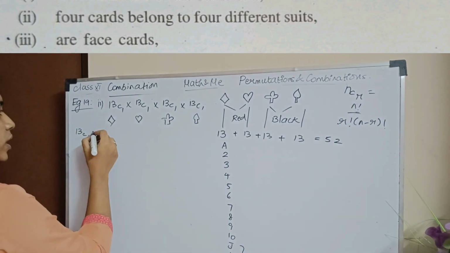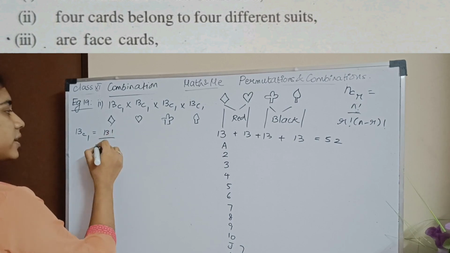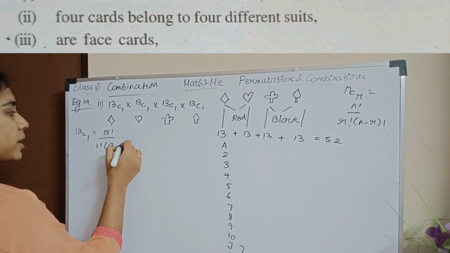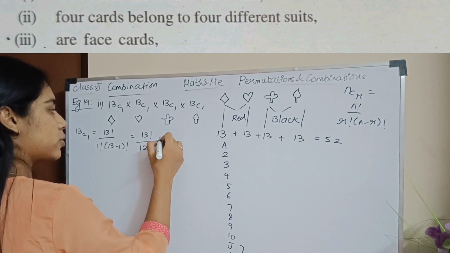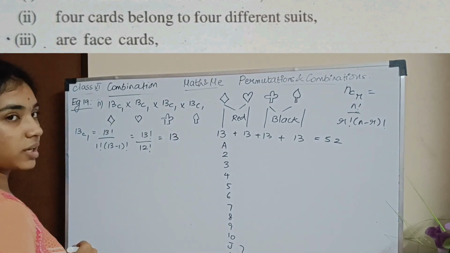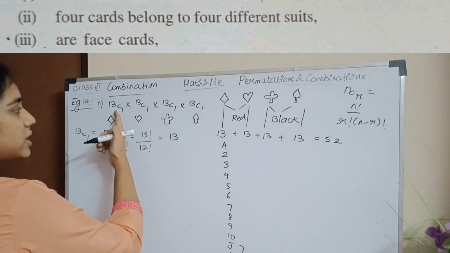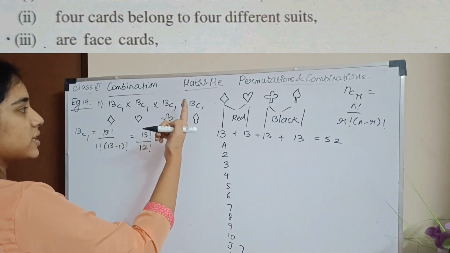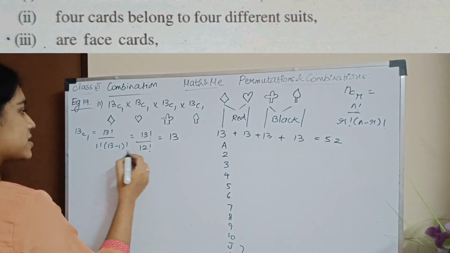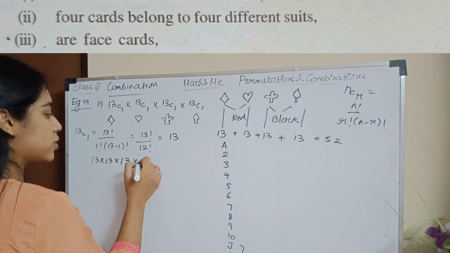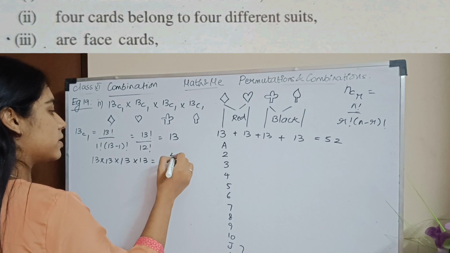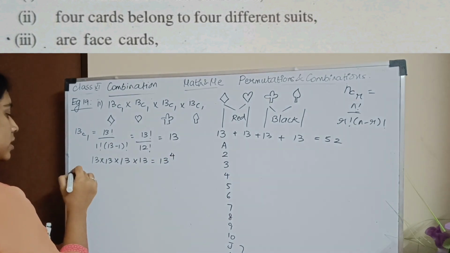What is 13C1? It will be 13 factorial divided by 1 factorial times 13 minus 1 factorial. So it will be 13 factorial divided by 12 factorial. 12 factorial cancels out, so it will be 13. So I have 13C1, 13C1, 13C1 and 13C1. So what will be my final answer? It will be 13 into 13 into 13 into 13, which will be 13 power 4. Okay. Third subsection.